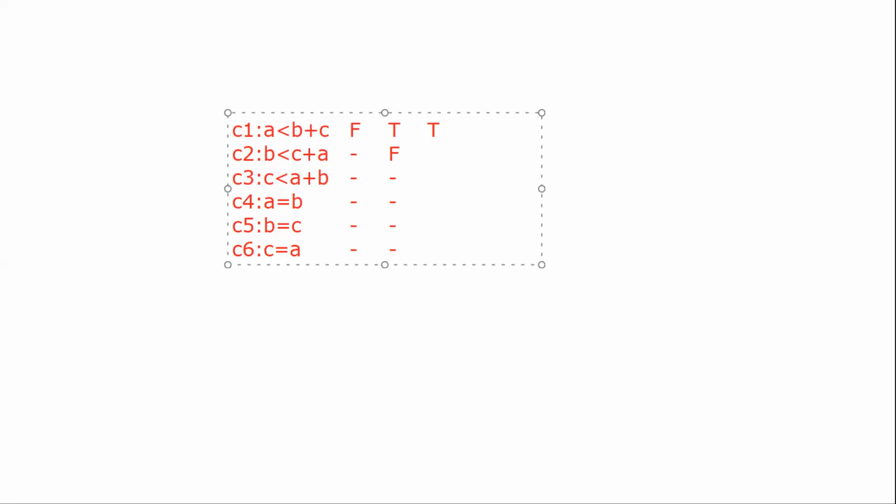If this is true, followed by the second one is also true, but the third one is false, irrespective of whether A equal to B, or B equal to C, or C equal to A, you cannot form a triangle. So with respect to this, you have reduced the entire number of test cases. How much is it reduced? 2 to the power of 5, that is 32 cases has been resolved.